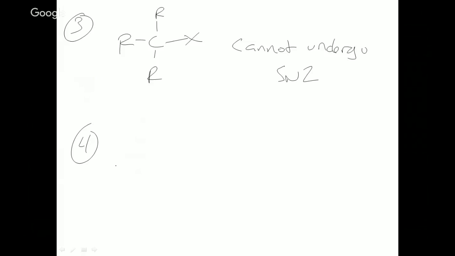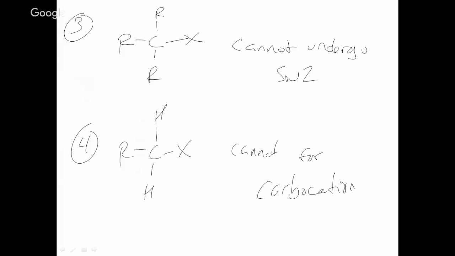Number 4, primaries and methyls. What can they not do? They cannot form carbocations. As you practice problems, you keep learning about these things, and you'll see that it helps you. Those carbocations are not stabilized enough. There are not enough alkyl groups to stabilize them. So what can you not do? No SN1 or E1. So let's go through carbocations.